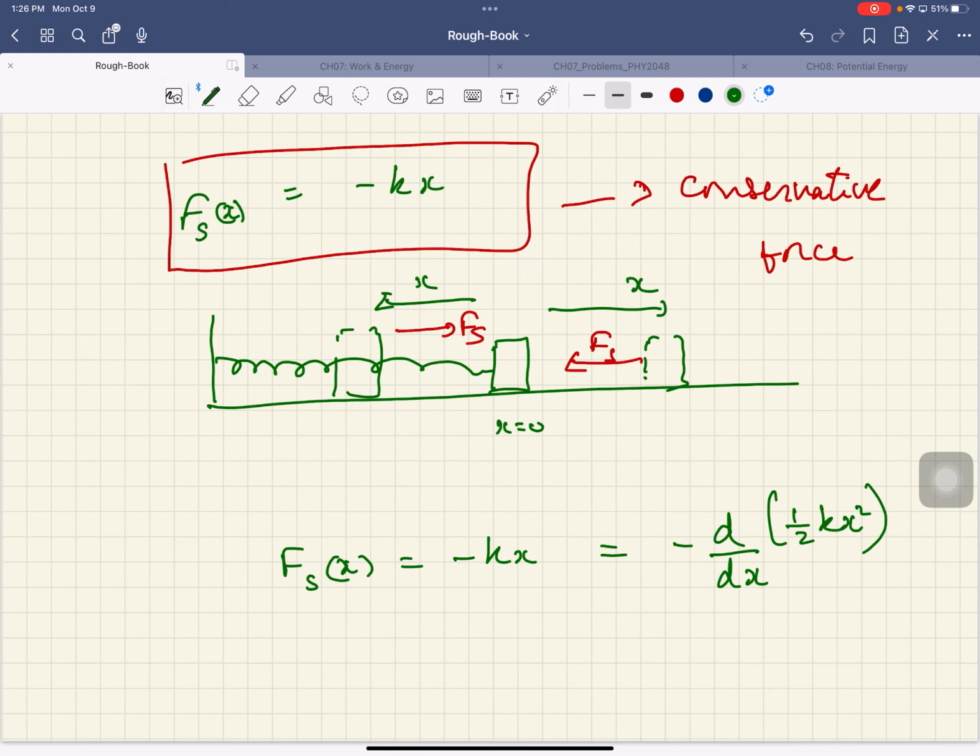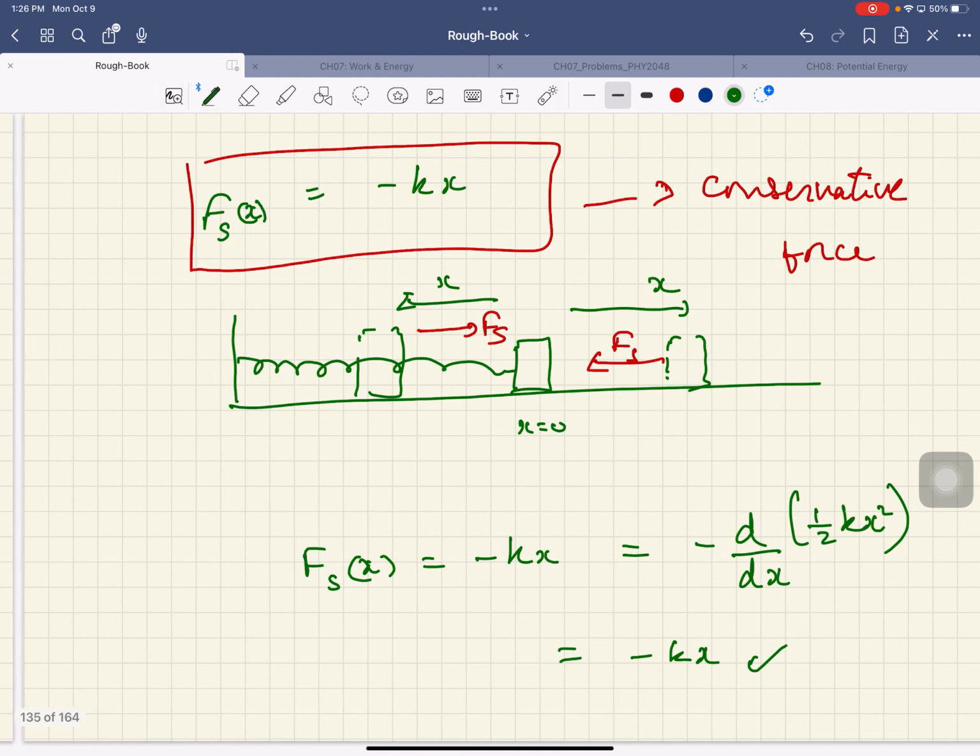Okay. So let's make sure of that. Derivative of that function. Derivative of x squared is 2x. The 2 will cancel that, and so you get kx there. And so you get this minus kx. Indeed, this is the spring force. Did you guys understand that? All right. So going back.